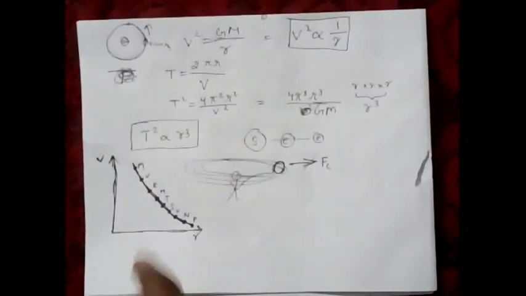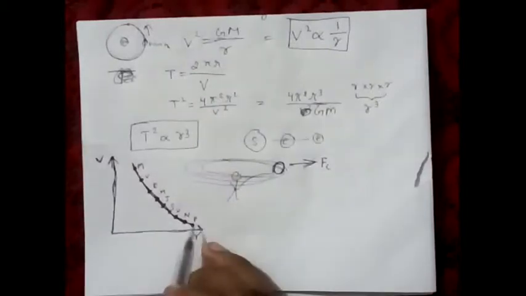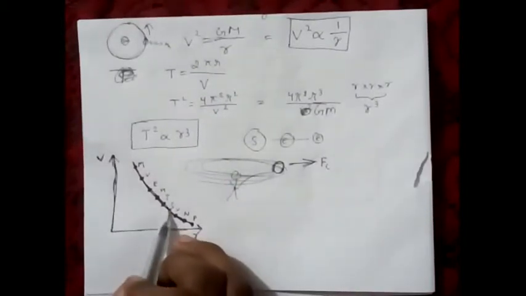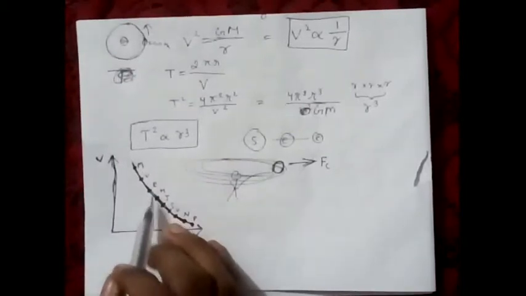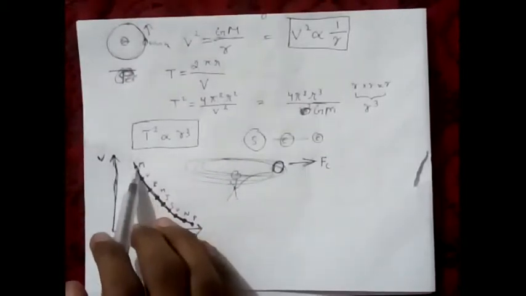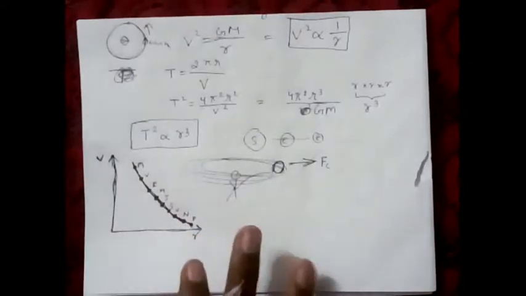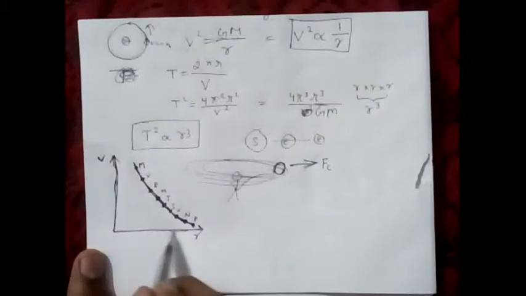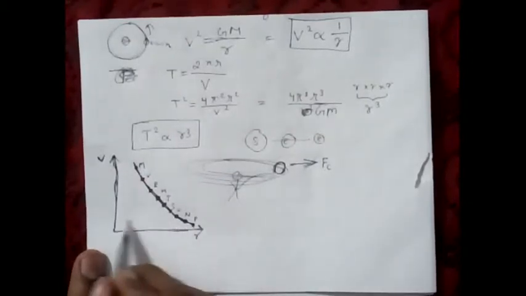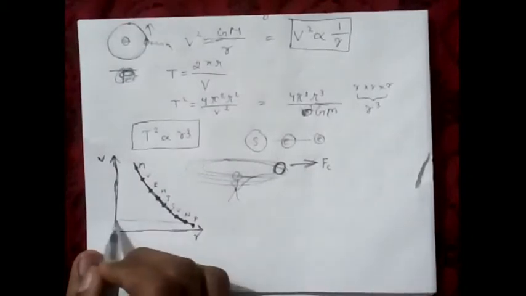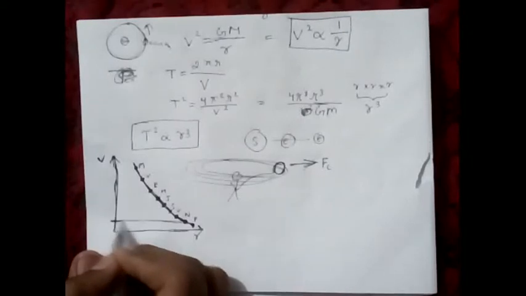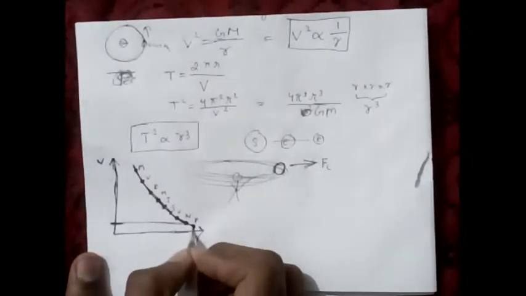I've plotted all the 9 planets in this graph. The Pluto, Neptune, Uranus, Saturn, Jupiter, Mars, Earth, Venus, and Mercury. And you can see here, as the distance increases, the time taken increases and the speed decreases. Speed is here and the distance is here.